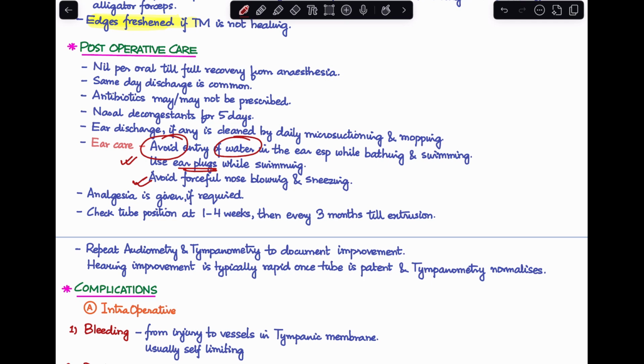Usually analgesia is not required, but if it is required, you can give a few days of analgesics. Coming to follow up, we should check the tube position at 1 to 4 weeks after the surgery and then every 3 months till the time of extrusion. Next, to check for hearing loss, we should repeat the audiometry as well as the tympanometry to document the improvement in our case. Hearing improvement in audiometry is typically very rapid once the tube is patent, and even the tympanometry normalizes. So that's about post-operative care in a case of myringotomy and grommet insertion.